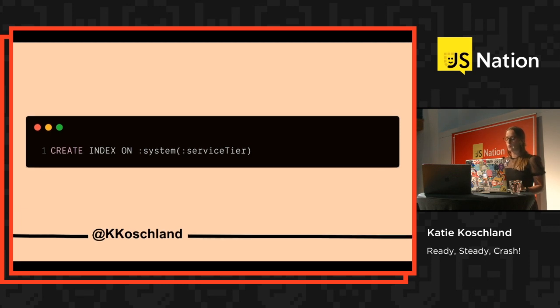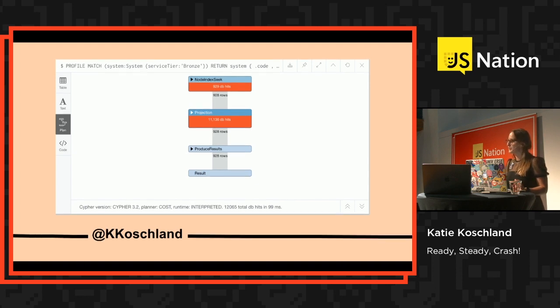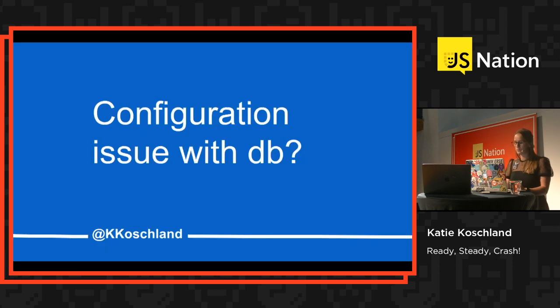So, one way you can reduce the number of database hits is to create an index on the starting point of your query. We created an index on service tier attribute in the hope that this would help improve the performance of the query. And we ran profile again. The number of database hits did reduce by 2,148. However, it didn't resolve the performance issue or even have much of an impact at all.